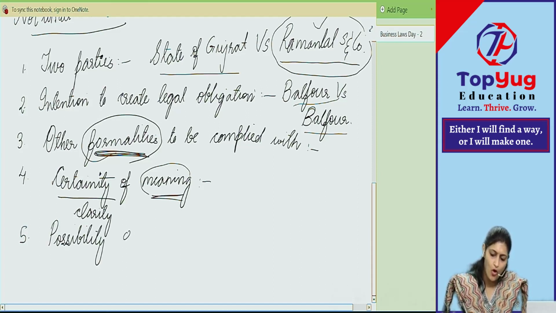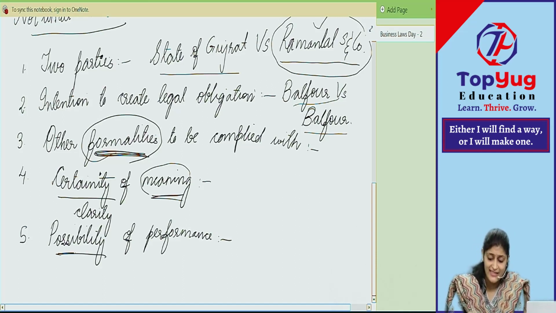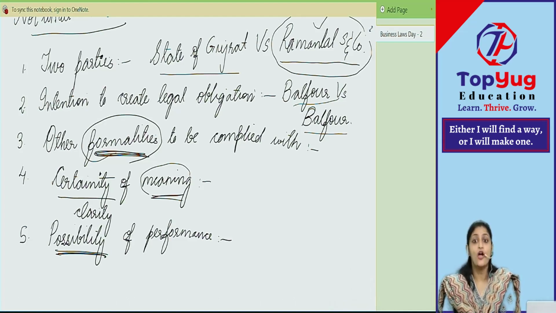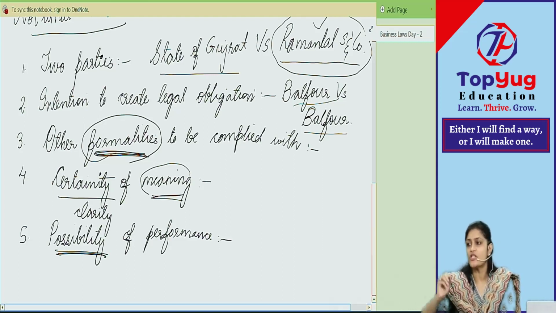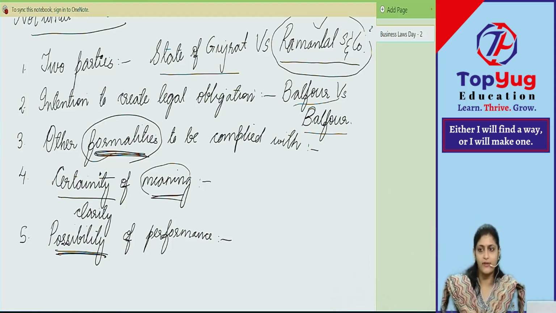Possibility of performance. Obviously, here possibility of performance means what? It is humanly possible to perform. Whatever you are agreeing to, whatever contract you are entering, it should be humanly possible to be performed. If I tell you that I will pay you 5 lakh rupees, please walk to the moon. Can you do that? Walk to the moon.